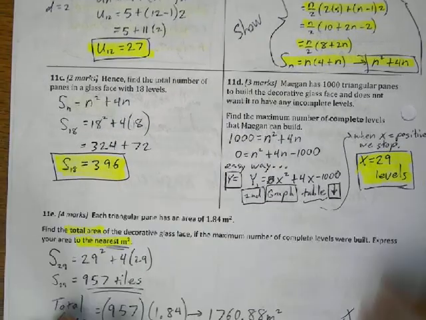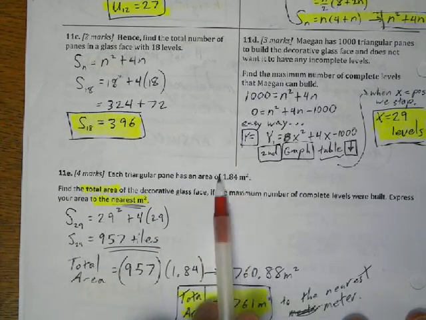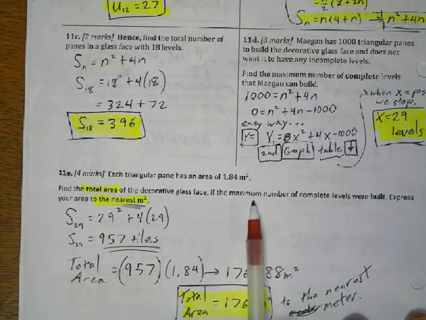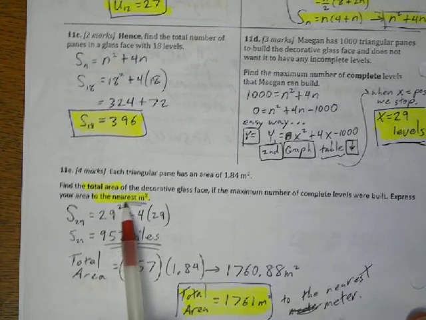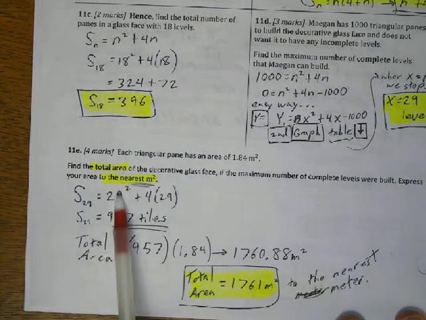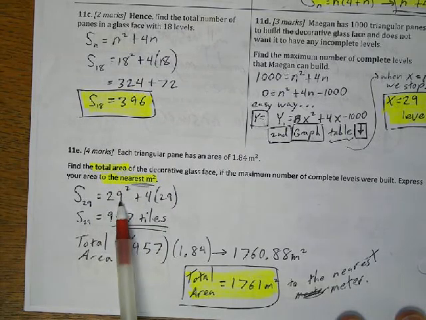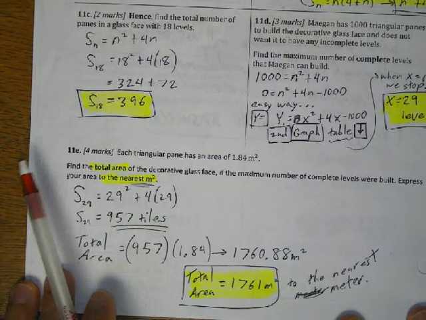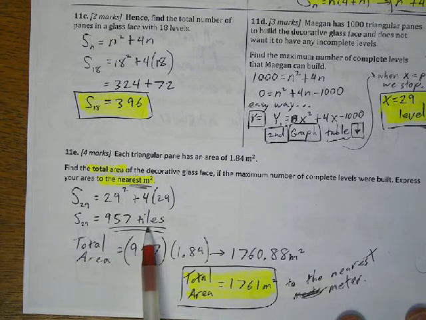Okay, final question. Each triangular pane has an area of 1.84 meters squared. Find the total area of decorative glass if the maximum number of complete levels are built. Express your answer to the nearest meter. Okay, so I'm using this formula that we had before, n squared plus 4n, and we know that we've got 29 levels. So we simplify this, and so we know that we're going to be using 957 tiles.